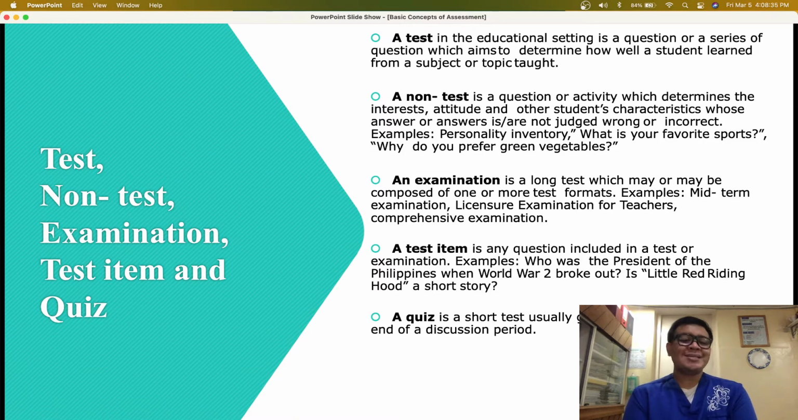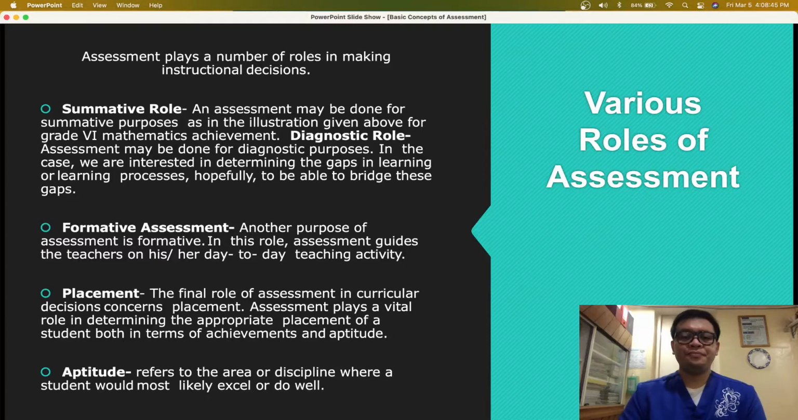And a quiz is a short test, usually given at the beginning or at the end of the discussion period, just to evaluate if our students were able to learn. So, various roles of assessment. Assessment plays a number of roles in making instructional decisions. Why? Because in that way, we will be able to know which particular instructions we have to revise, the things that we have to implement, and the things that we are going to improve.